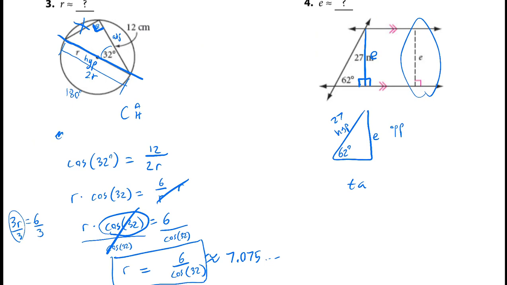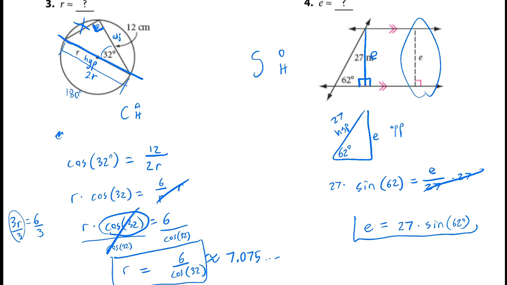Why do I keep writing tangent? What the heck? The opposite, as my mouth is speaking. So opposite over hypotenuse is the sine in SOHCAHTOA. So it's the sine of 62 degrees equals the opposite E over 27. Multiplying both sides by 27, we get E is equal to exactly 27 times the sine of 62 degrees. And that's approximately equal to, in a calculator, 27 times the sine of 62 degrees.